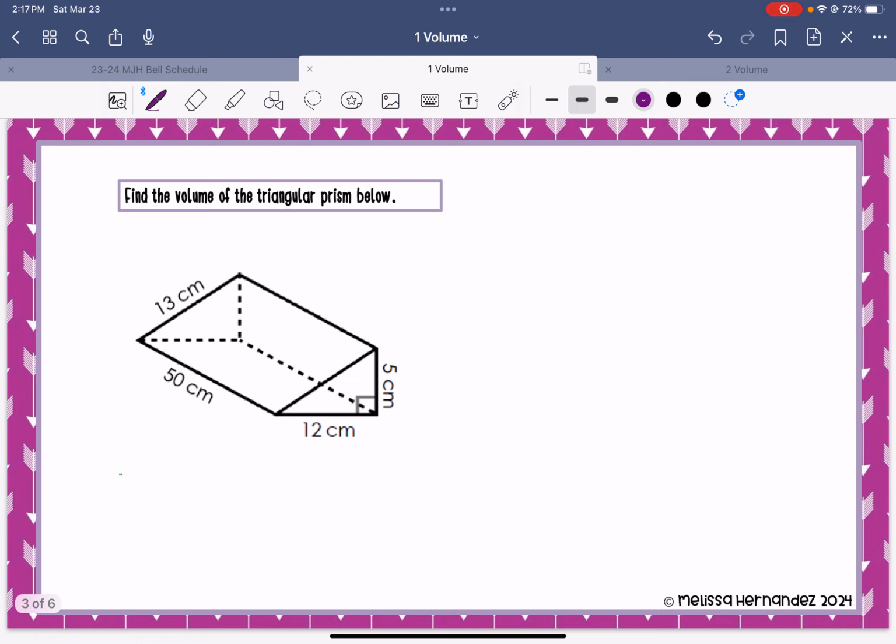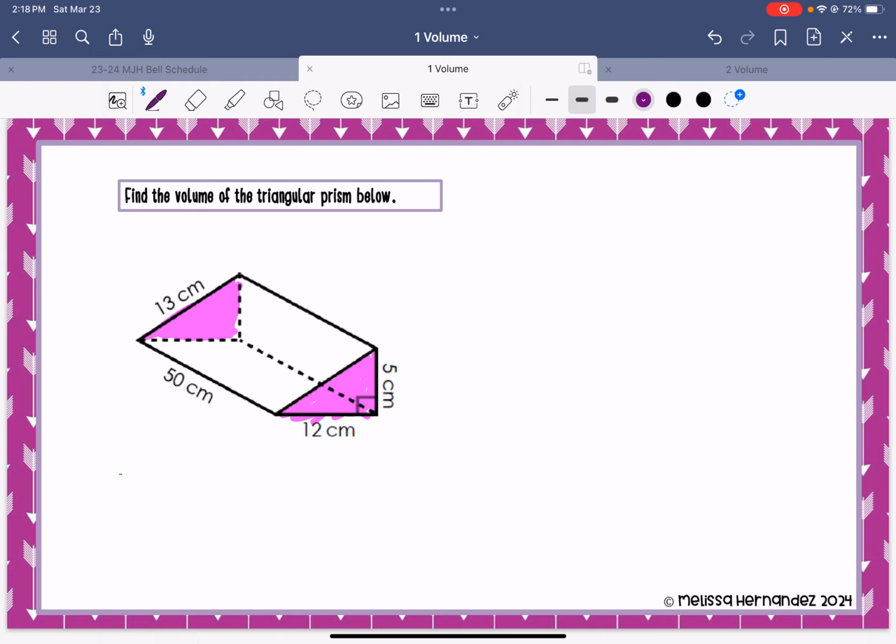It says find the volume of the triangular prism below. So prisms are named by the shape of their base. The fact that it says triangular prism, that means your bases are triangles. So we're going to shade both of them. If you notice, they are right triangles. And we don't need the longest side of a right triangle. We actually call that the hypotenuse, and we don't mess with that until 8th grade.